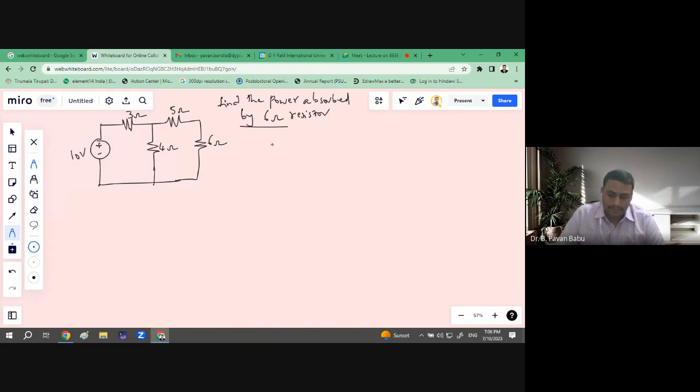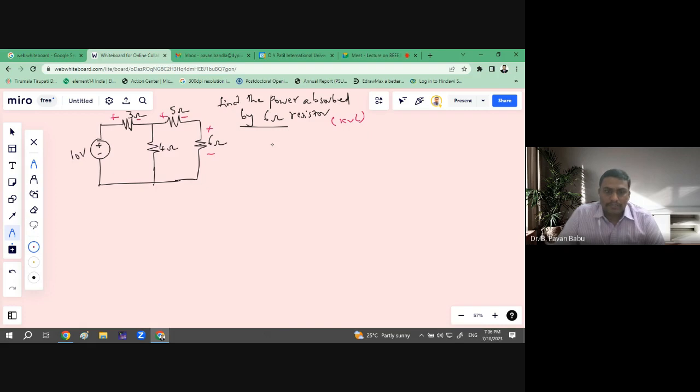Okay, so first of all what we need to do, so we'll change the color. First of all we need to give the polarities. Okay, so plus and minus, so that it will be easy for us to apply the KVL. And one more thing, we need to find the power absorbed by the 6 ohm resistor, and for that too we need to apply the KVL. Many techniques are there, so let us apply the KVL and find the solution. So these are the polarities.